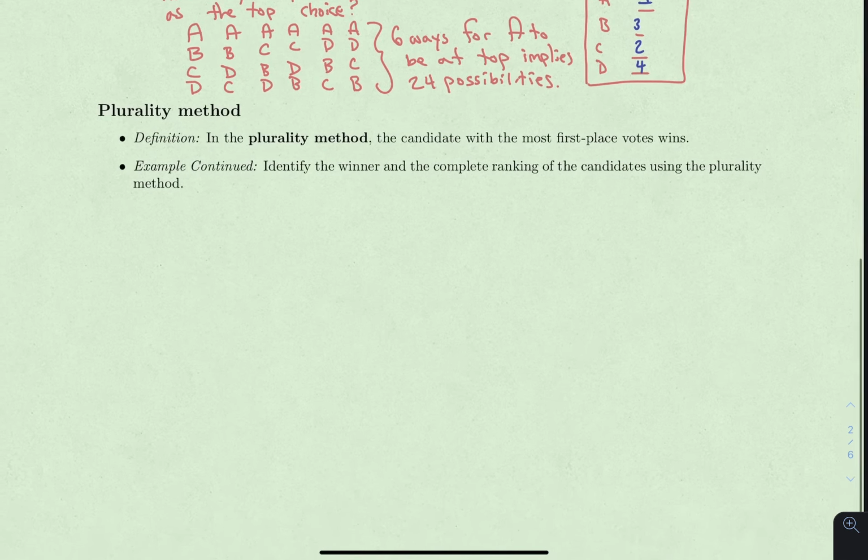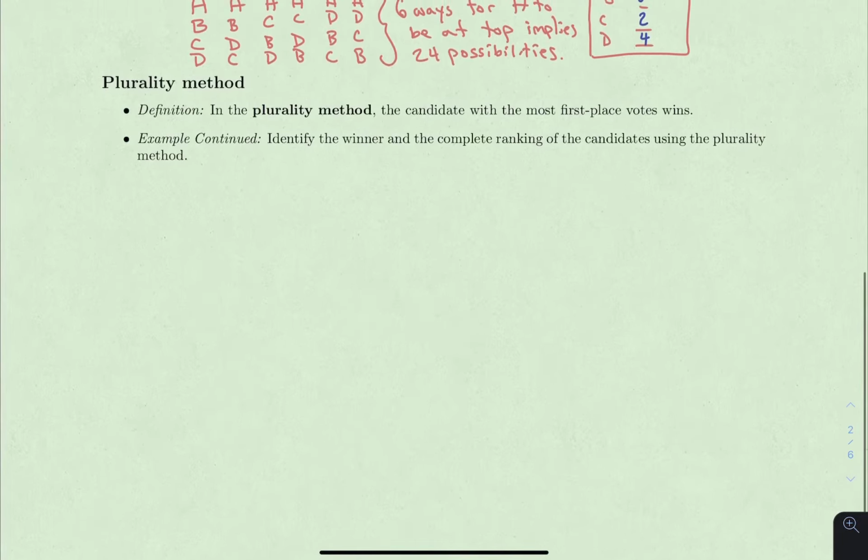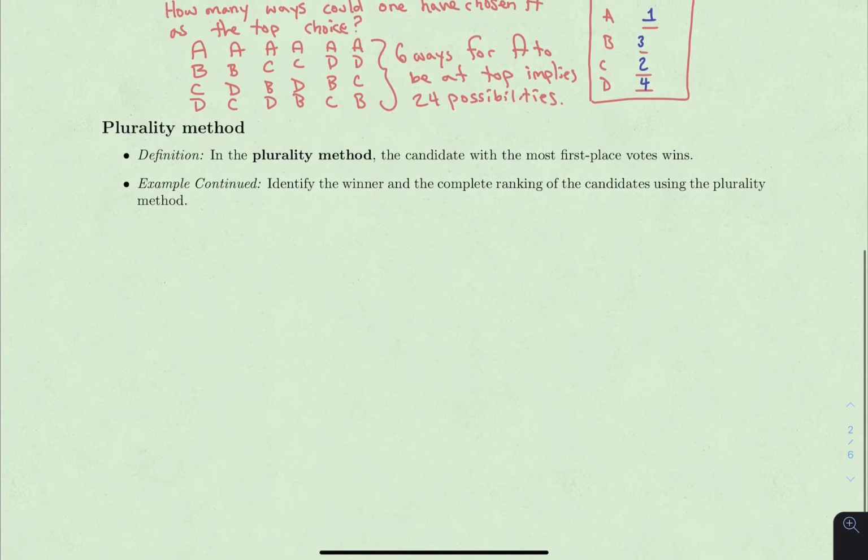All right, but let's actually see who won this election. And to decide who wins the election, we have to decide the way that we're going to count the votes. So the first method we're going to consider is called the plurality method. And the plurality method is just asking who has the most first place votes. So we're asked, using the preference schedule, determine the complete ranking of the candidates, like who won, who got second, who got third, who got fourth.